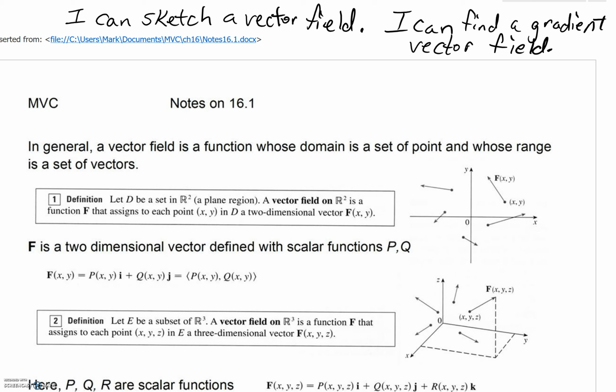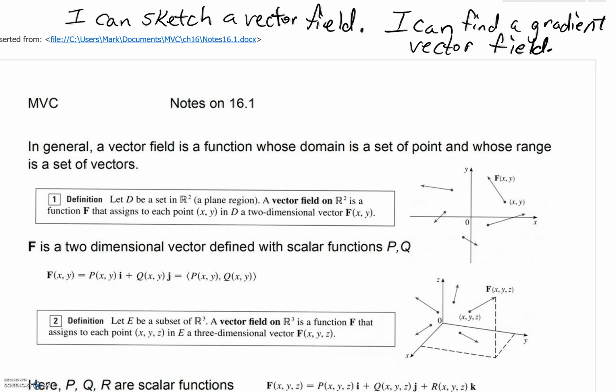Multivariable calculus. We're in lesson 16.1, starting the last chapter of our course, and we're getting into vector calculus. Look at our learning targets. I can sketch a vector field. I can find a gradient vector field.